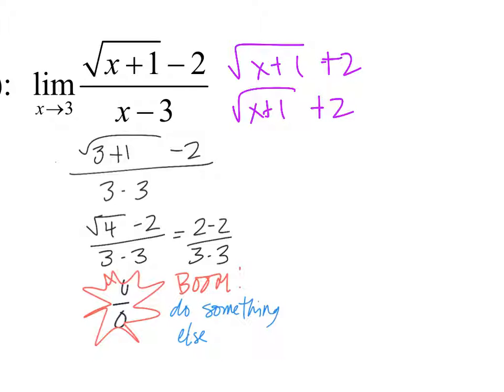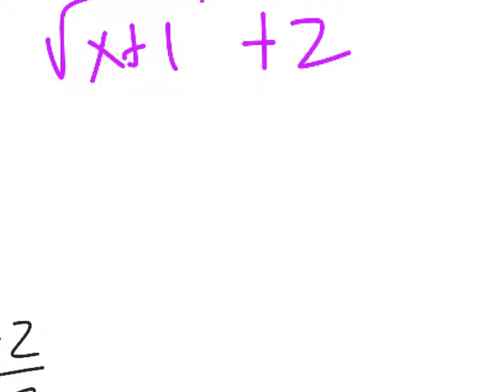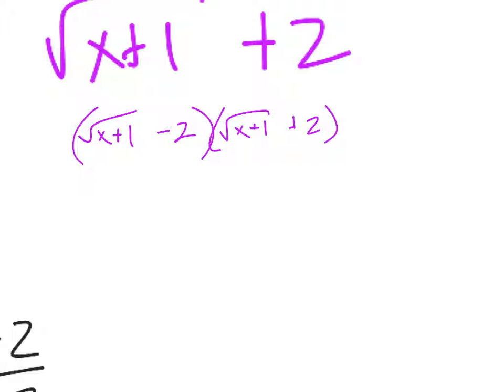Okay, so we've got to multiply this out. I'm going to show some scratch work down here. If you have the square root of x plus 1 minus 2 times the square root of x plus 1 plus 2, that's a difference of squares, so we don't end up with a middle number. What we end up with is the square root times the square root, which is just the inside, x plus 1.